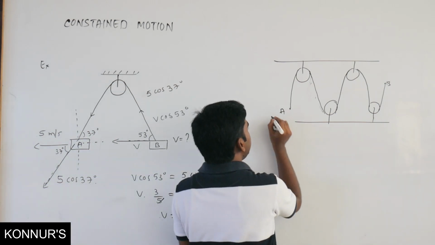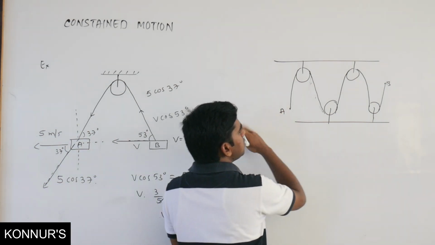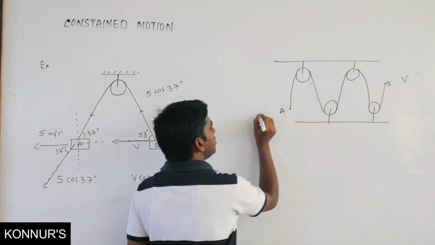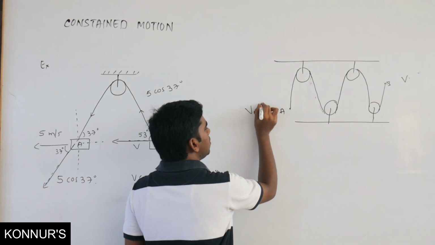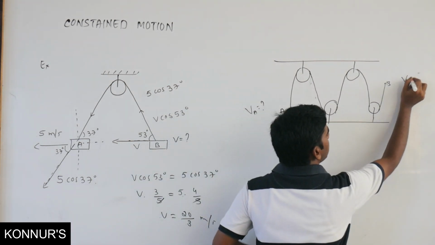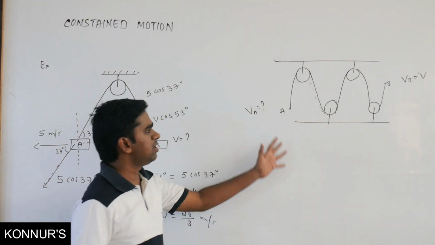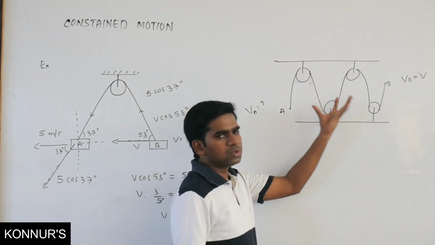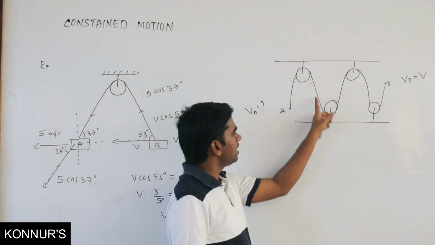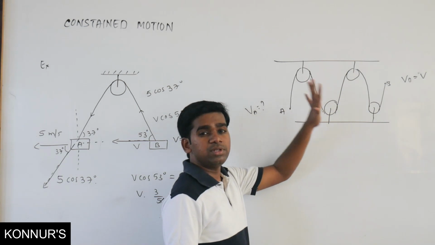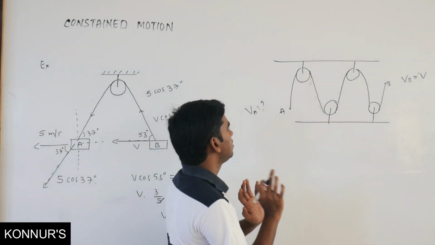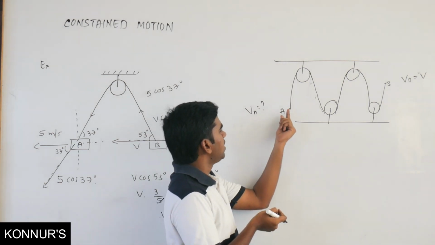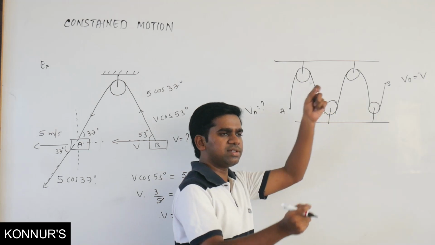Suppose the velocity of B is V. What is the velocity of A? Here we have to use just common sense. All these pulleys are connected so that they will not move. Only the same string is there. That means the pulleys are not moving, only the string is moving. So with common sense we can say the velocity of A is equal to the velocity of B, because only the string is moving.